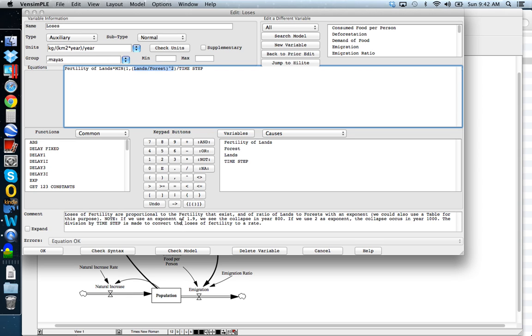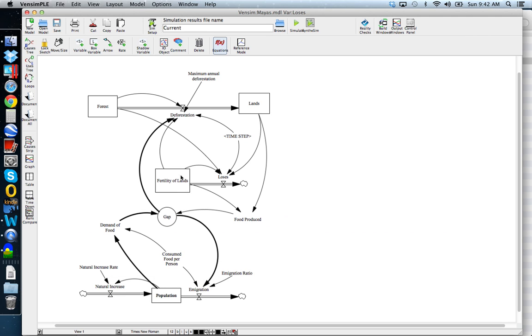And it's curious that if you use an exponent of 1.9, you see the collapse in year 800. I use an exponent of 2 in this model, and then you can see the collapse in year 1000. So that's essentially how that relationship works. This is just an expression to go from the fertility of the lands to the losses. So let's see how these translate into the food produced, which closes the gap.